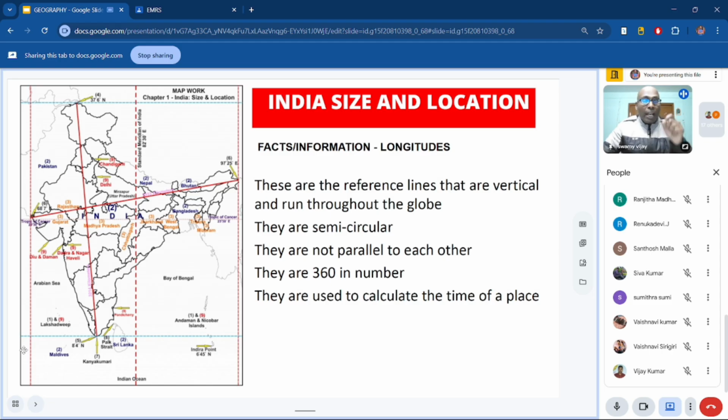They are 360 in number. Longitudes are 360, latitudes are 180, and longitudes are used to calculate the time of a place. So longitudes are used to calculate the time of the place, and latitudes are used to know the climate of the place. Is it clear? Latitudes are used to identify the climate of the place. Longitudes are used to identify the time of the place.